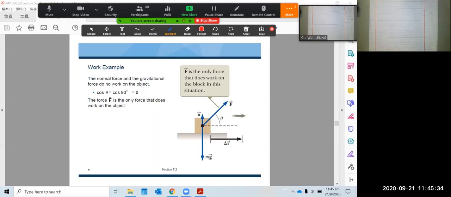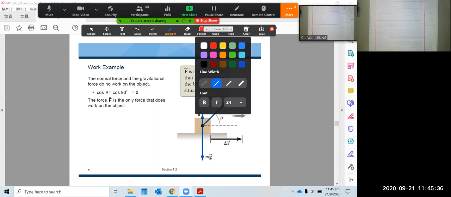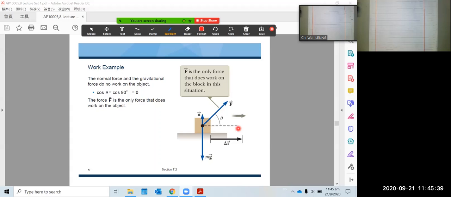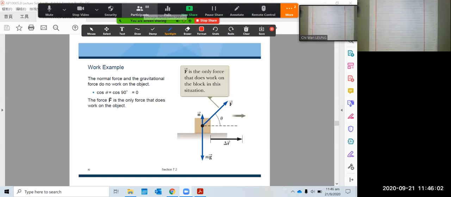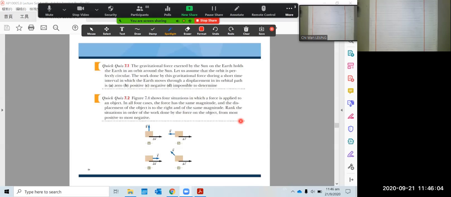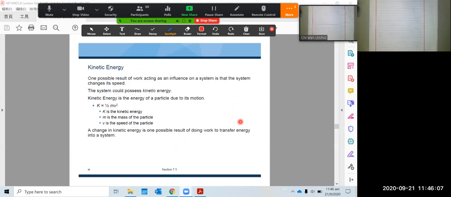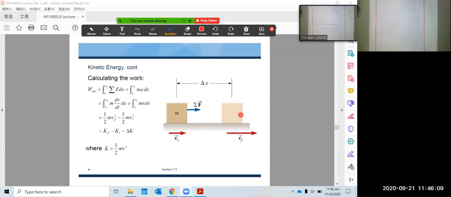You only consider the component of the force parallel to the displacement. Or the other way around, you only consider the component of the displacement parallel to the force. Only that one is the useful work done. In the other direction, there would be zero work done. The work done is calculated as zero. So this would be the general idea of the work done.